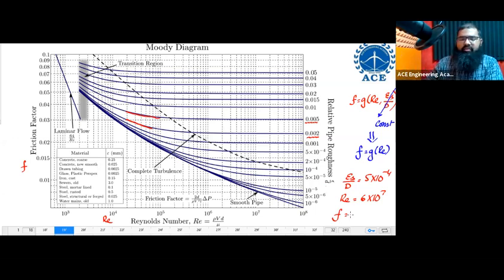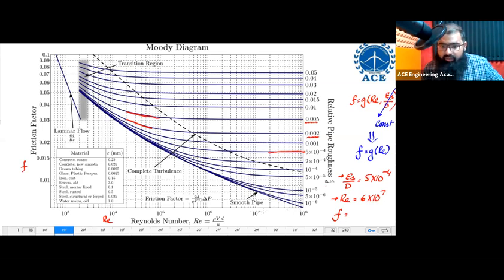So what will we do instead? We will use this particular graph. Don't worry, in examination nothing like this will happen to you, but this is a part of your curriculum, so you should know what Moody's diagram is. You will first look at this value. 5 into 10 power minus 4 is here. You will go along this line. Everything else is blank for you now, only one line exists. Then you will see where the Reynolds number 6 into 10 power 7 is.